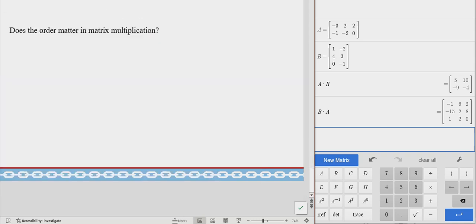So that's our last question then. Does order matter? That's a big yes. We saw that it gave us two very different matrices based on that multiplication order. That is it for lesson 11.2.